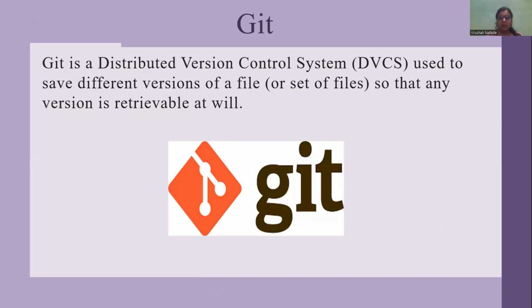As a version control, we are using Git. Git is basically a distributed version control system which saves different versions of a file, and any version can be retrieved as we need.